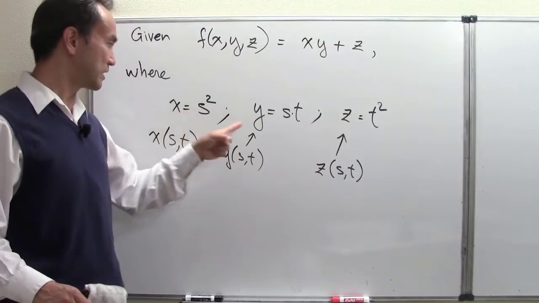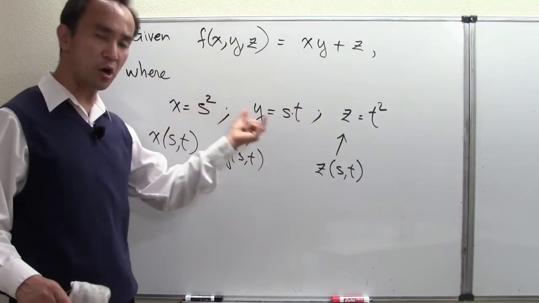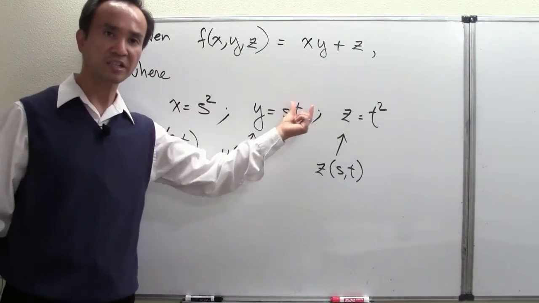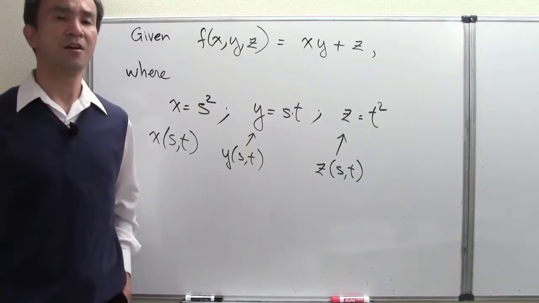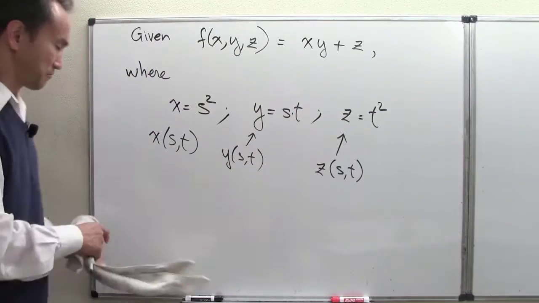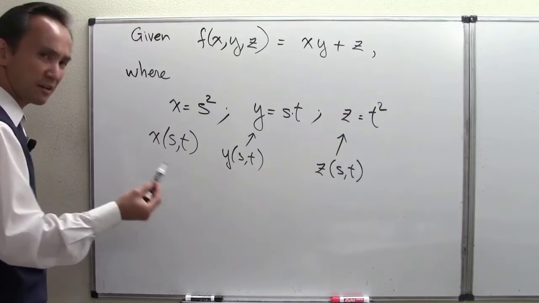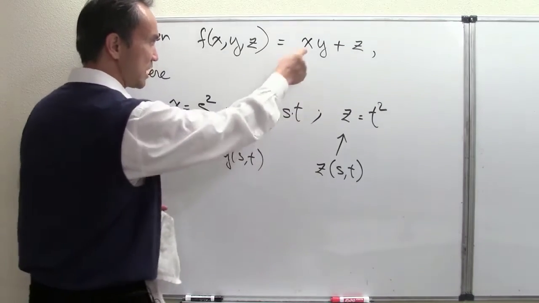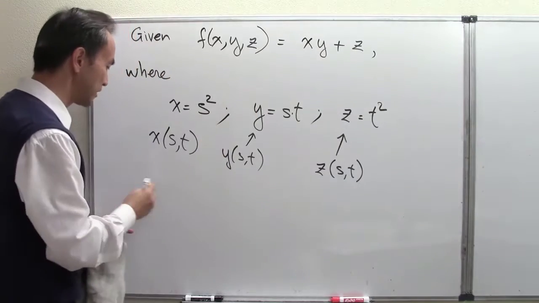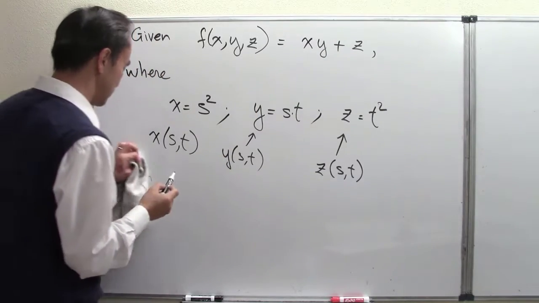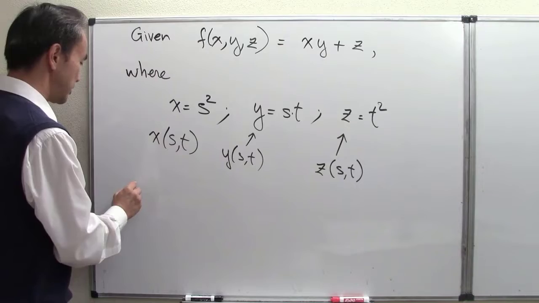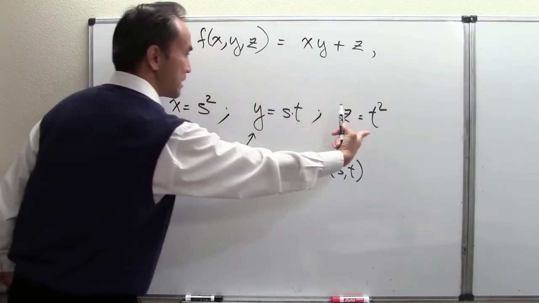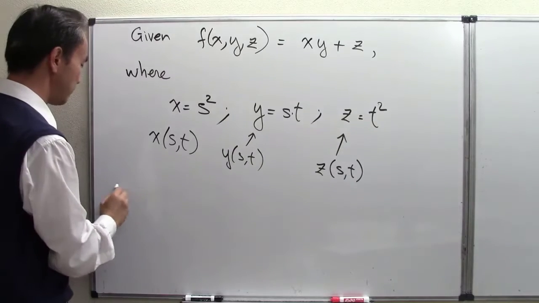But then each of the x, y, and z has its own definition as a function in terms of s and t. All right, and so now we want to find... So think about it in the long run. If we substitute each one of these expressions into the actual function, then we will definitely end up with some function. If we substitute s squared for x, s times t for y, and t squared for z, then we would end up with a function.